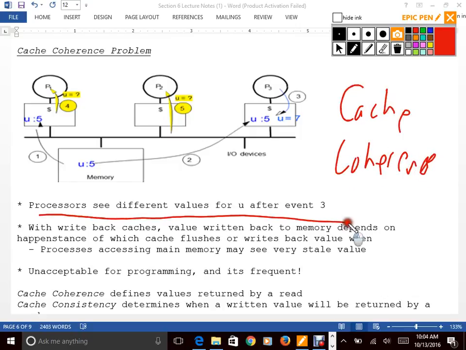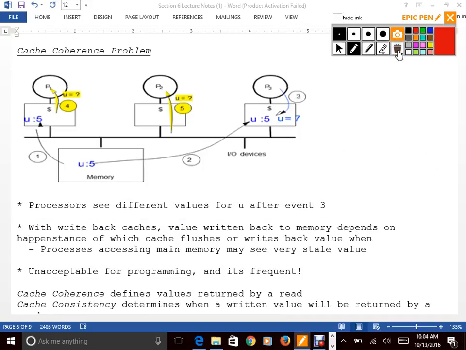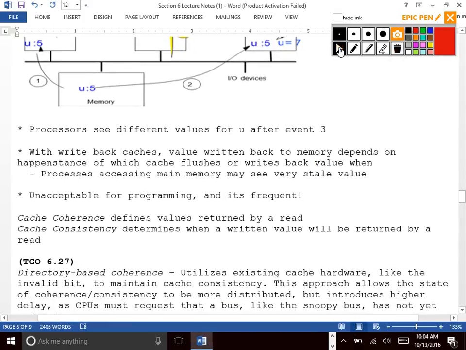So processors see different values for u after event 3. With write-back caches, the values written to memory depend on happenstance, when the cache flushes or writes back to the data memory. So with write-back, we have to take advantage of cache coherency and cache consistency. And in order to do that, we have directory-based coherence and snooping along the interconnection bus.